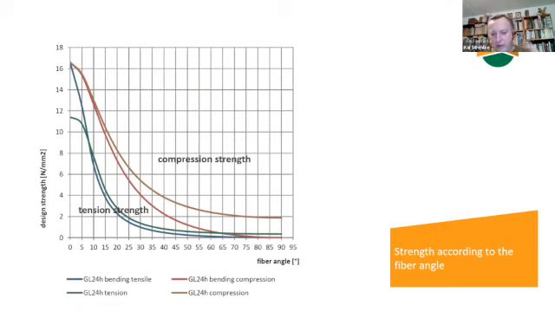You can imagine if I have a piece of wood and I pull it along the fiber, or if I push it along the fiber, I can hardly break it. But if I turn it 90 degrees and I take a lamella, it's very easy to break it.